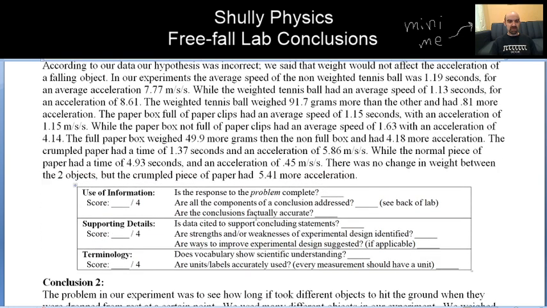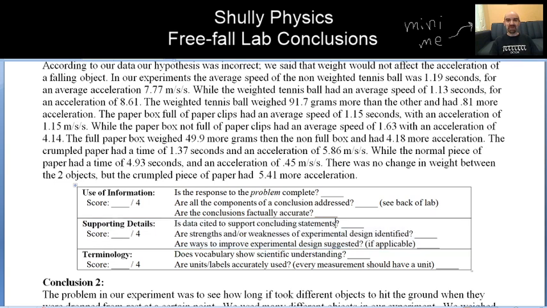So that all goes into the use of information, as well as factually accurate. So are you using the facts in front of you accurately? The second rubric category is supporting details. Is data cited to support the concluding statements? So if you don't support your statements with any data, then you get a 0 for this entire section here. 2/3 or 1/3 of it is a 0.